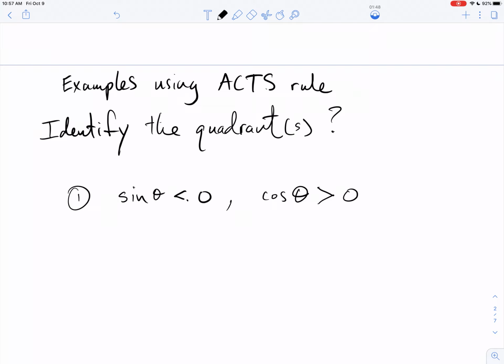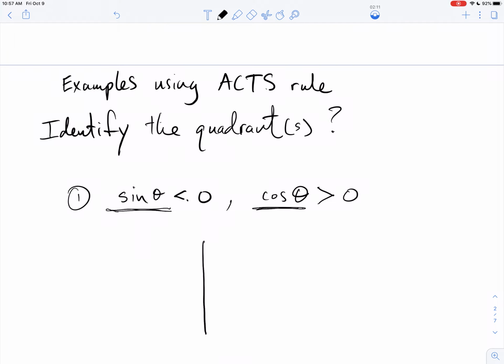So the first one, what are they doing? They're saying there is some angle out there. They're saying there's some theta angle that if you take the sine of that angle, it is less than 0, which basically means negative. And if you were to take the cosine of that angle, it would be positive. So what does that mean?